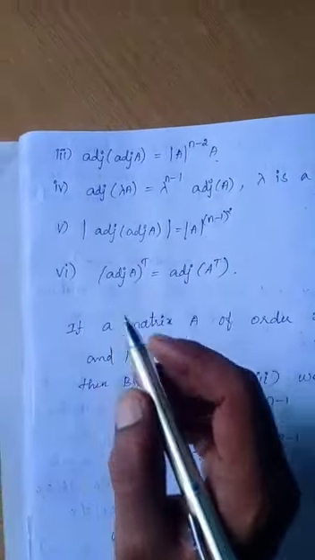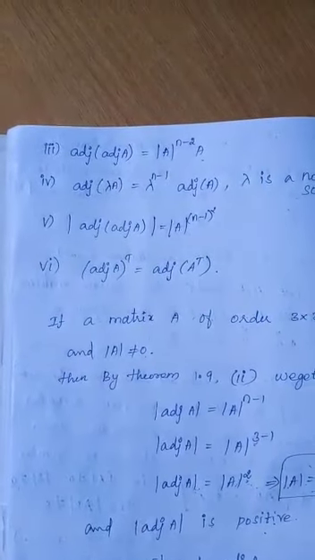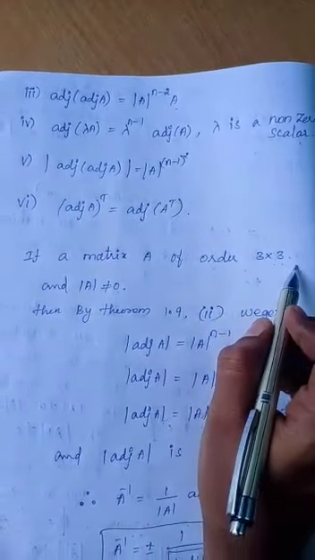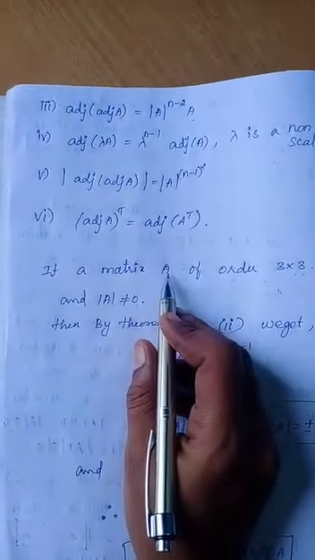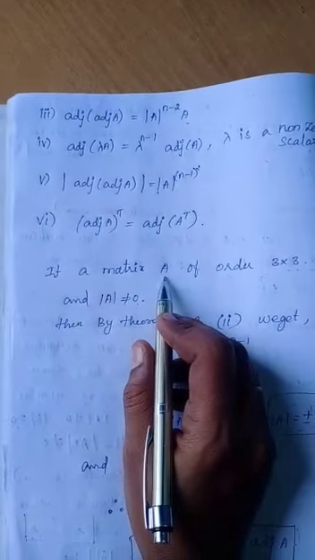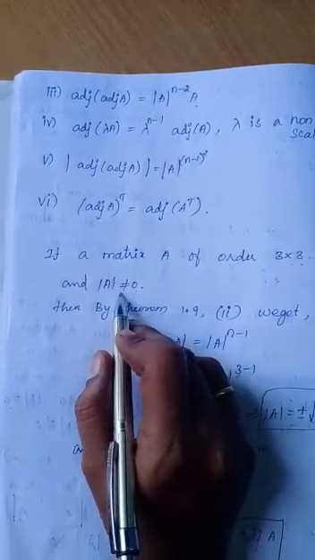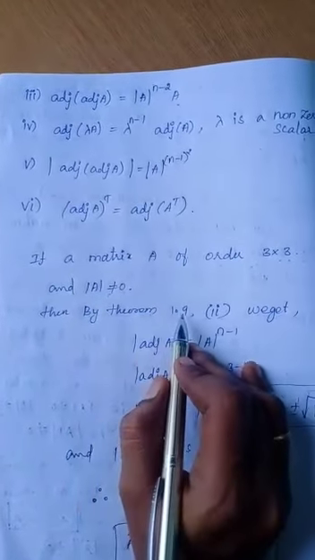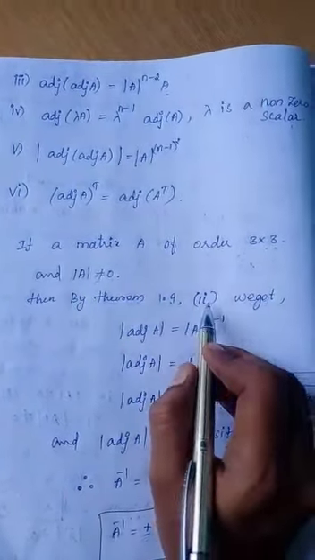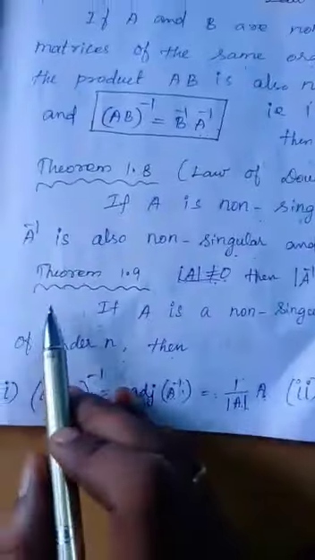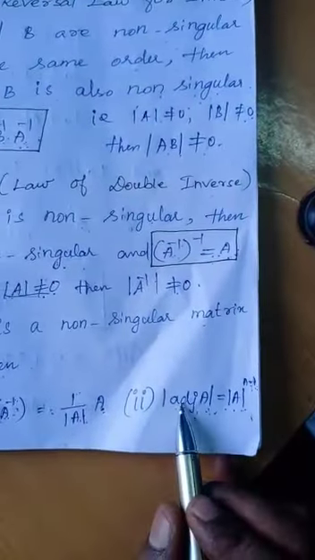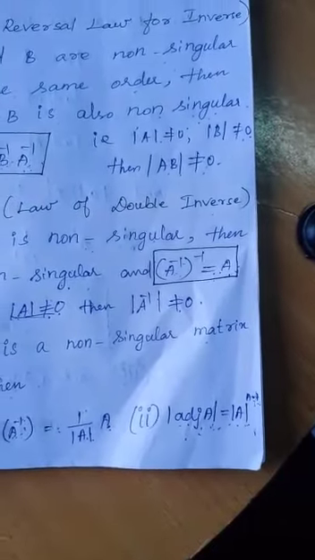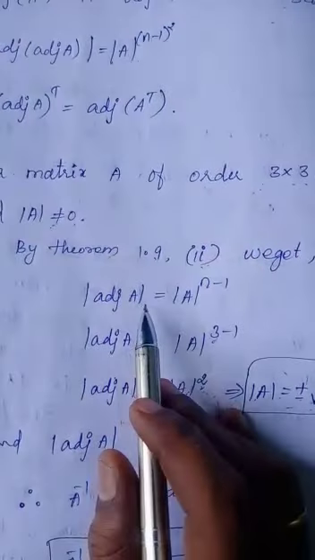Now I want to prove the determinant of A value. So I take a matrix of order 3 cross 3, and it is a non-singular matrix. A is a non-singular matrix means determinant of A is not equal to 0. Now I am using theorem 1.9 second condition: determinant of adjoint A is equal to determinant A to the power n minus 1. I write the result here.